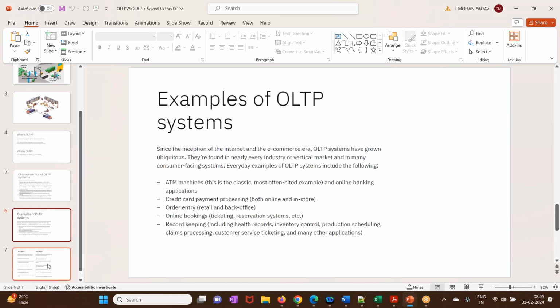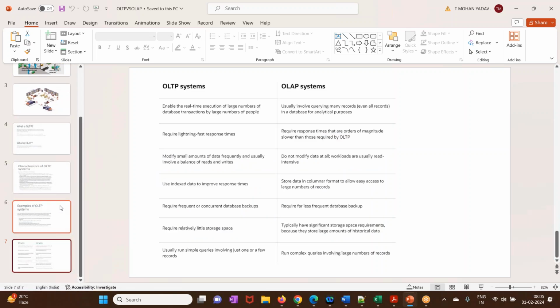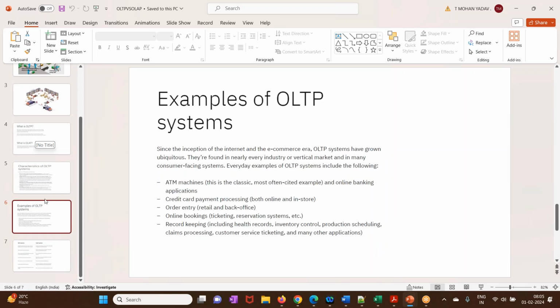Okay, and coming to the OLAP systems, once the transactions have happened securely, depending upon the requirement, we are going to move the data from the OLTP transaction processing databases to the analytical processing database. It could be done weekly or monthly, depending upon the requirement.